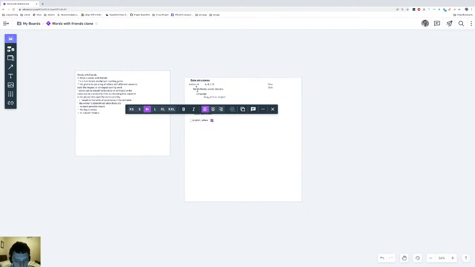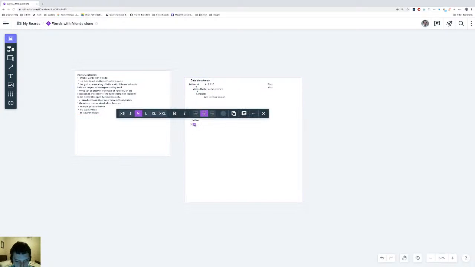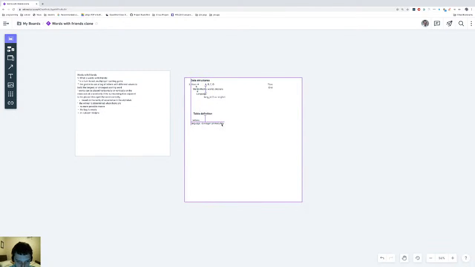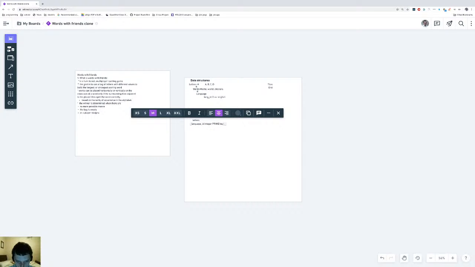I'd say you'd have to make one table that had all the letters in it. And that would have language, which was an integer primary key, integer depending on your dialect. Ideally, you would want this to be not null.